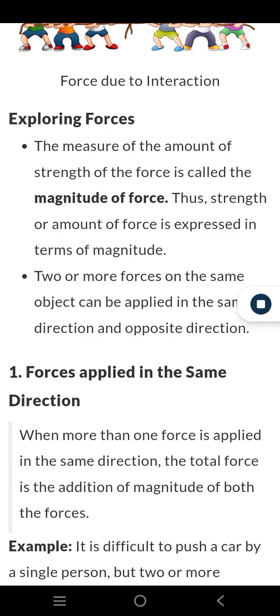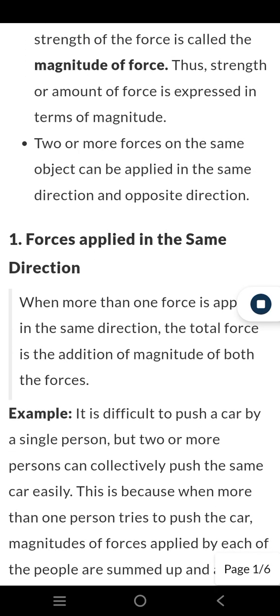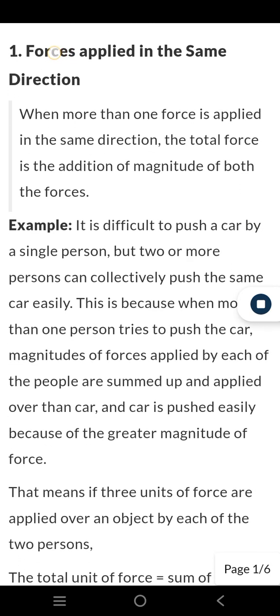The total force is the addition of magnitude of both the forces. Example: it is difficult to push a car by a single person, but two or more persons can collectively push the same car easily. This is because when more than one person tries to push the car, magnitudes of forces applied by each of the people are summed up and applied over the car, and car is pushed easily because of the greater magnitude of force.